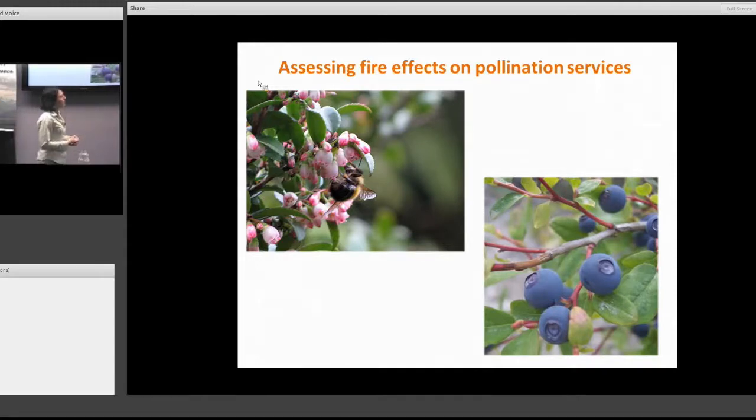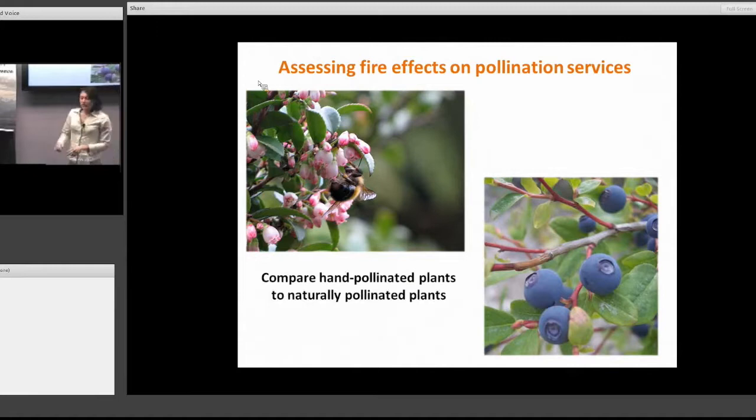And one of the ways that we can measure pollination service is to pick one or a couple plant species that occur across all of our localities and do an experiment where we compare hand-pollinated plants. So we pretend to be the bees, and we go around and we give plants maximal pollination and compare the fruit and seed set of those plants to naturally or open pollinated plants.